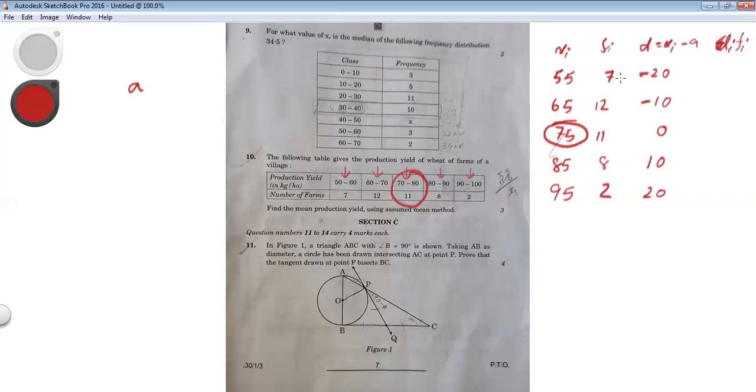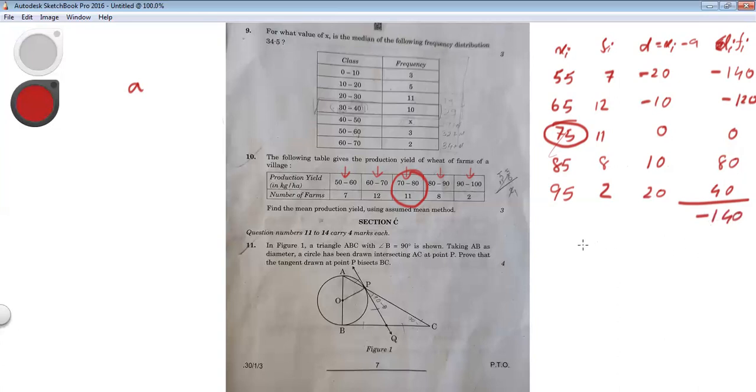So di fi is what you need to find. So 7 into minus 20 is minus 140. 12 into minus 10 is minus 120. 11 into 0 is 0. 8 into 10 is 80. 2 into 20 is 40. Fine. Now if you sum them, the 20s get cancelled, so you get minus 140.